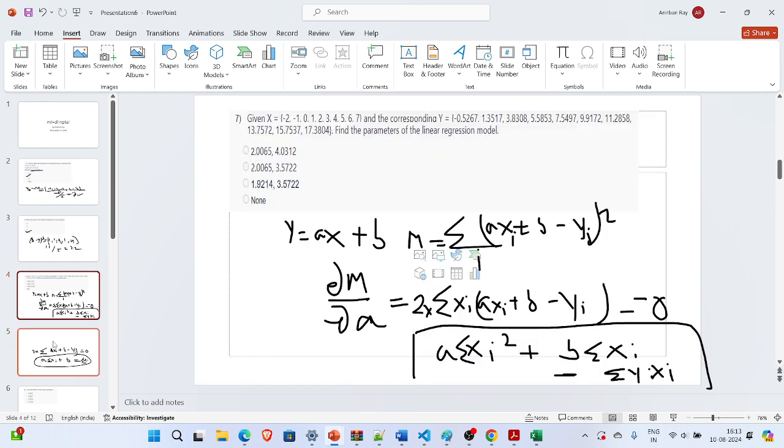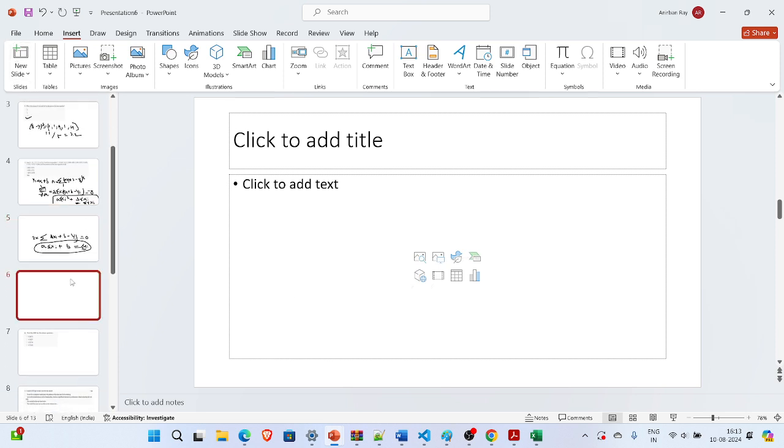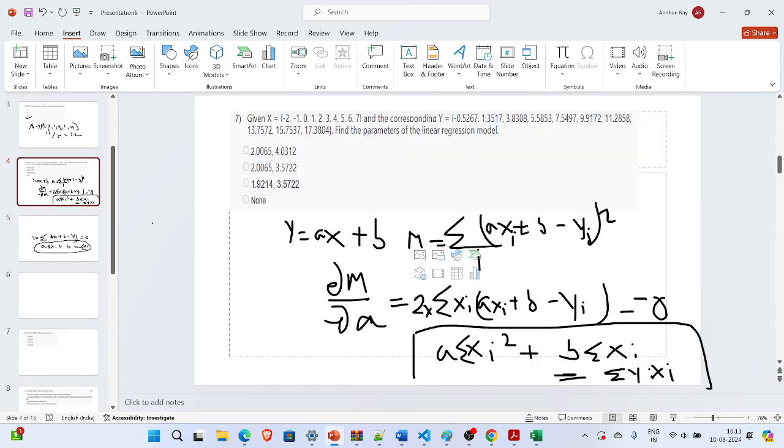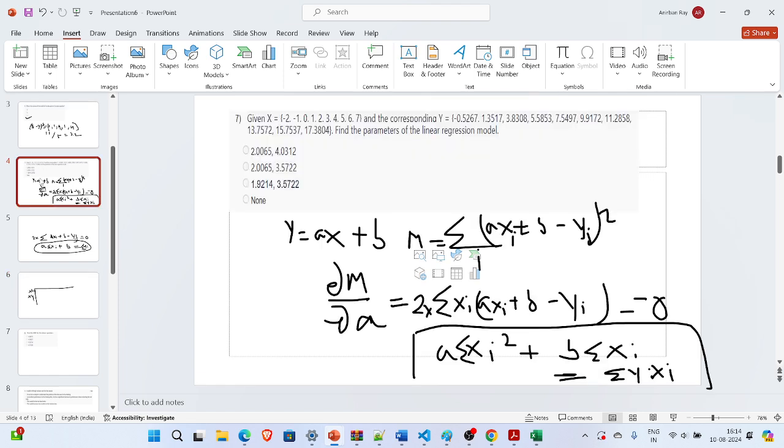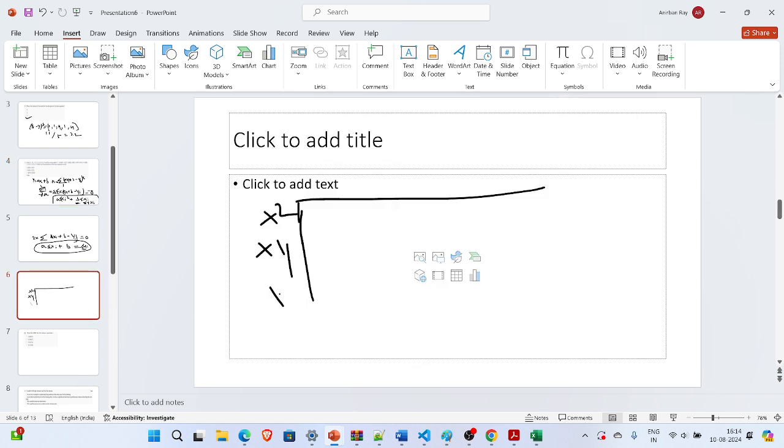So two equations, two variables. Our two variables are a and b, so we need to find the two variables. What is the idea now? First, x values are given. So what you need to do is create the table of x square values. Next, create the table of xy values. X values are also given, so write the x values and y values as well.